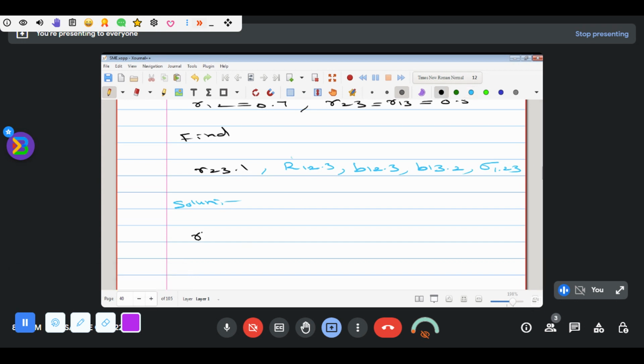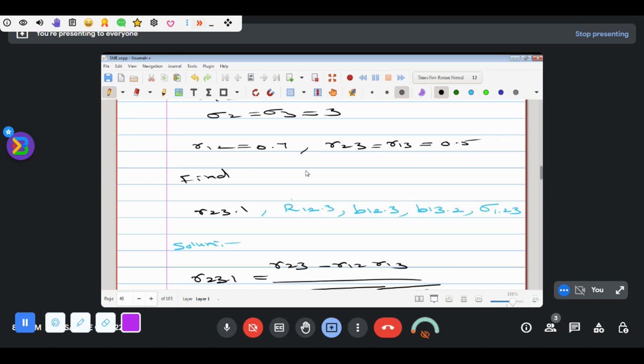So what is the formula? R23.1 equal to R23 minus R12 R13 divided by root of 1 minus R12 squared into root of 1 minus R13 squared. This is the formula. Just apply all the values. What is the R23 value? 0.5. R12 value, R13 value, both 0.7 and 0.5. Apply all the values and simplify.